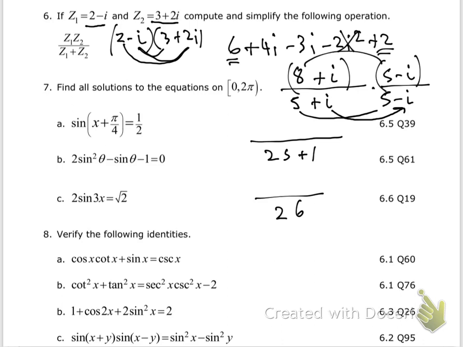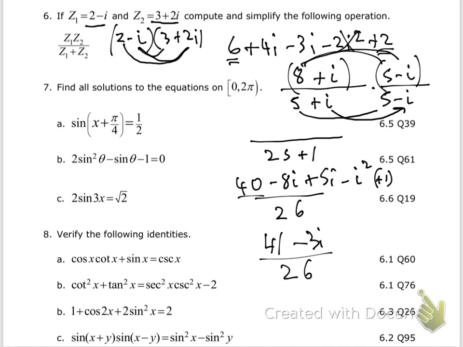Okay, 8 times 5 is 40. The outer is negative 8i. The inner is positive 5i. The last is negative i squared, which remember is positive 1. That'll go with the 40 to make 41. Negative 8i plus 5i is negative 3i. And again, all over 26. Hope that's okay, no mistakes there.